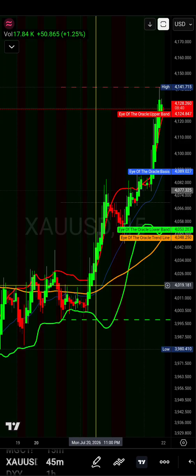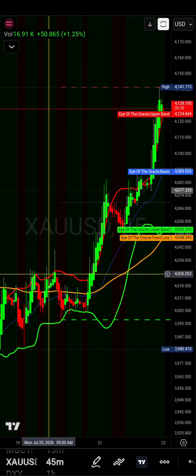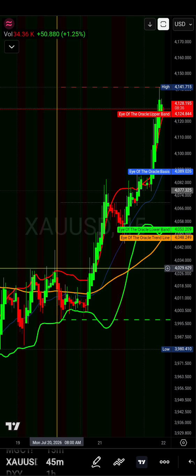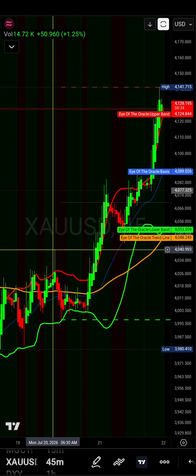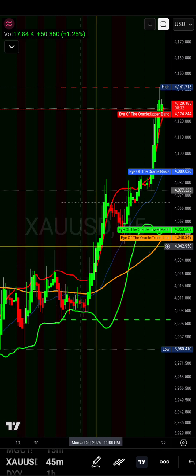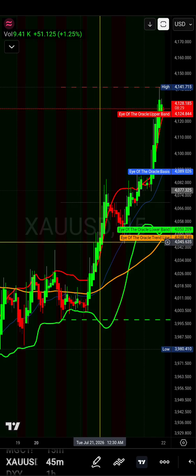You would have held that trade all the way until it broke past the most recent highs. This is the most recent high, these areas, more or less. So price came all the way up, broke, and started getting smaller signal candles.